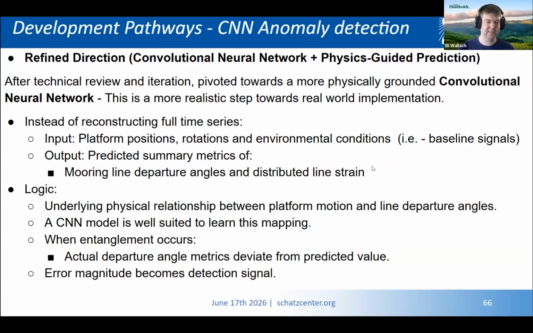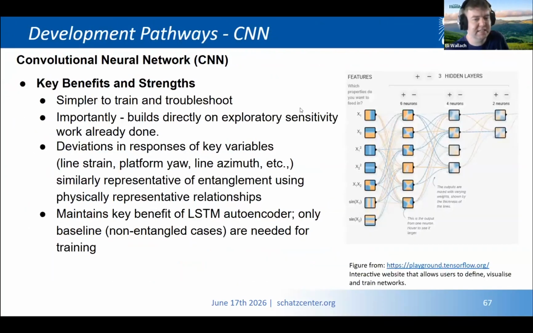This CNN approach has some key benefits, such as being simpler to train and troubleshoot. It builds on the exploratory analysis from the simulations, and it allows us to focus on key variables we know to be sensitive to entanglement. And again, it maintains a very key benefit from the autoencoder approach, that it can be trained on only baseline data, making it feasible to train and implement in a real-world deployment of a turbine.